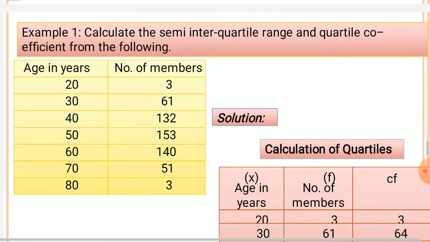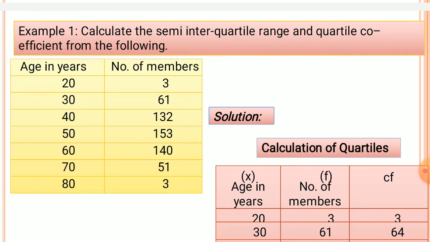Now calculate semi interquartile range and quartile deviation from the following. Here age in years plus number of members are given. Age in years is to be treated as the values, and number of members are considered as frequency.